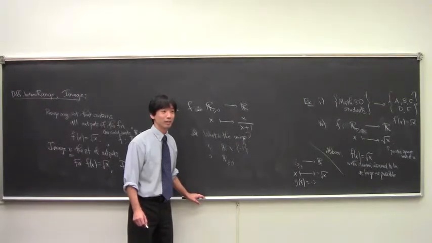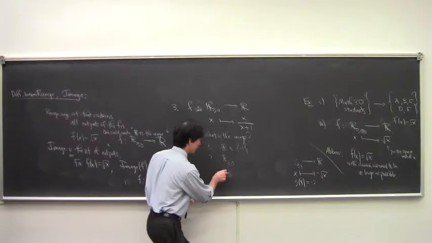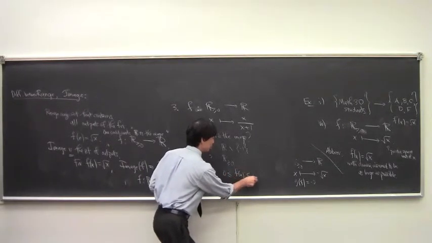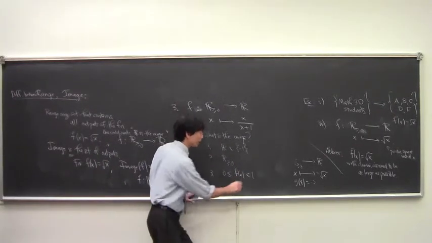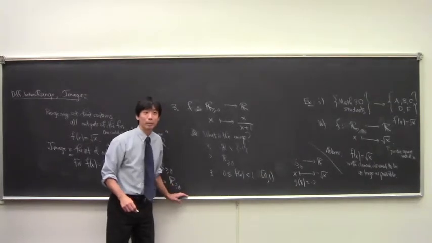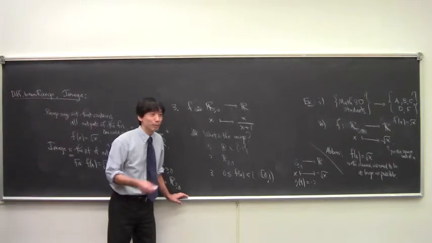Maya? We were thinking that y is greater than or equal to 0 and less than 1. Greater than or equal to 0, and so f of x is greater than or equal to 0 and less than 1. Right, so the interval [0, 1). Okay. Other guesses? Okay. You guys are right.